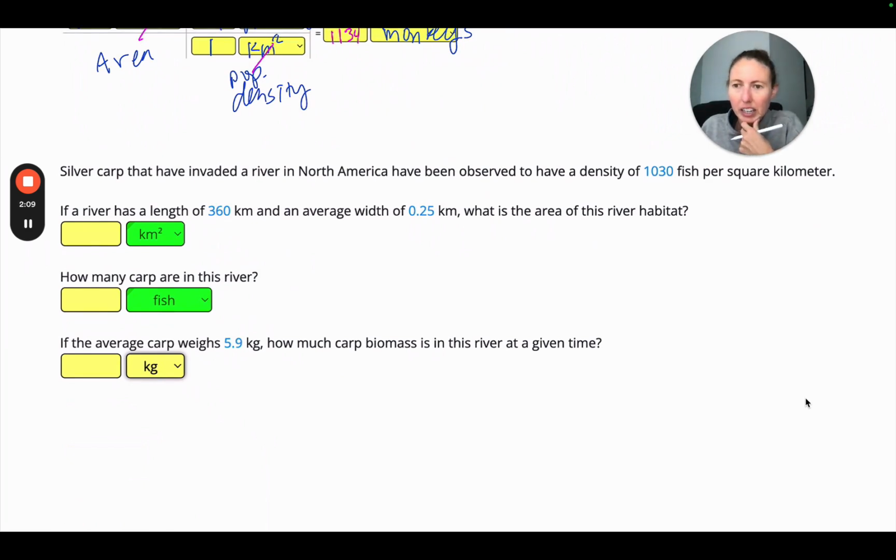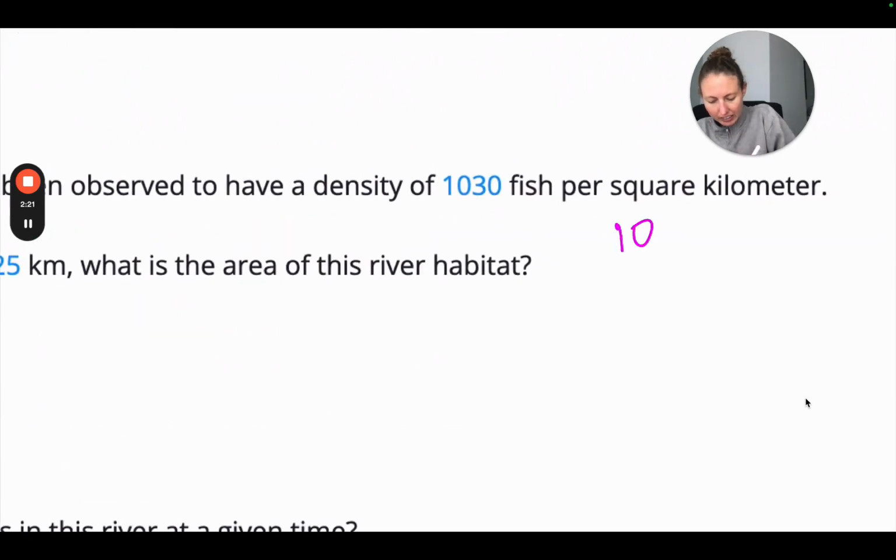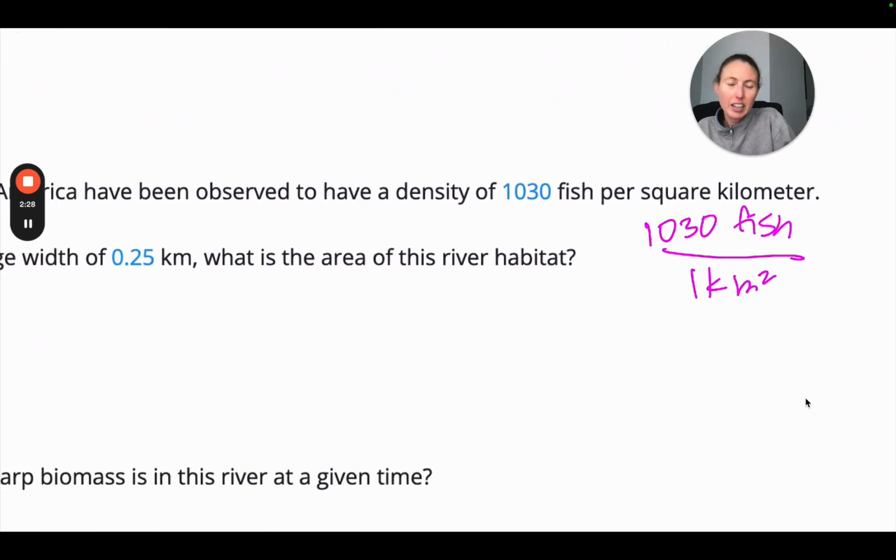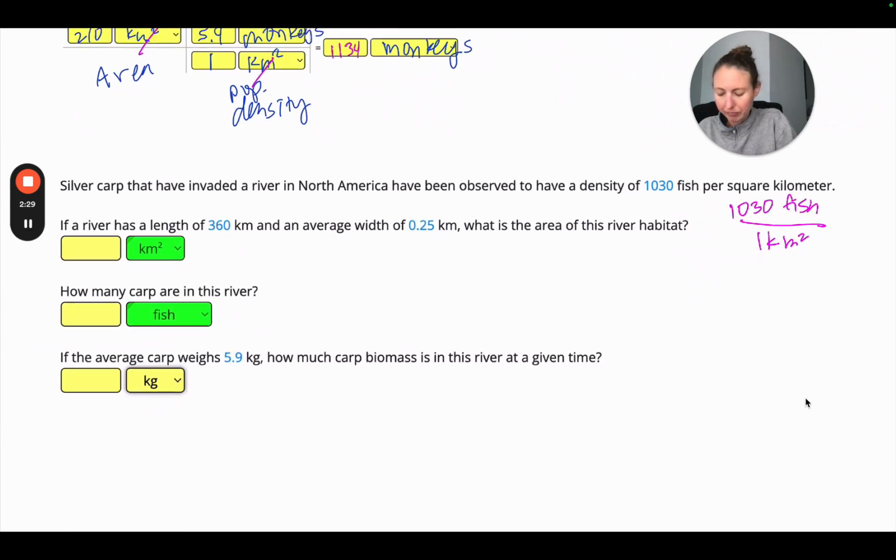So first we have silver carp, an invasive species in a river in North America that has been observed to have a density of 1,030 fish per square kilometer. So you can see that and think to yourself, I have 1,030 fish over 1 kilometer squared. I'm going to have to use that somewhere.